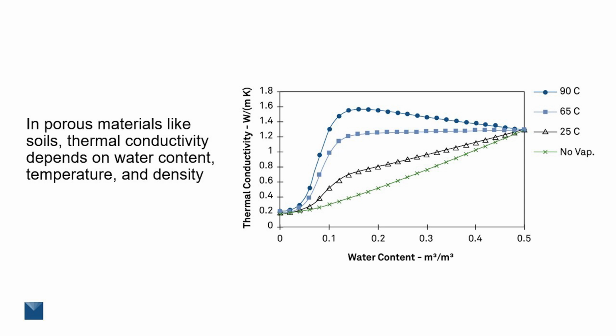In this graph, the lowest curve is for a cold soil with very little vapor flow occurring. The thermal conductivity there increases almost linearly with water content. Soils at higher temperature increase the thermal conductivity more rapidly as they start to wet up. We might wonder why that is.